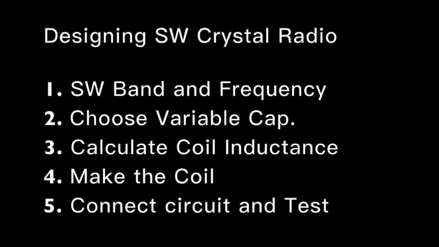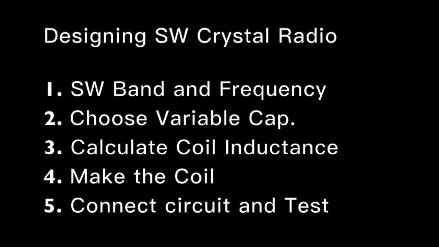First, we need to define which shortwave band you're going to receive in your country or surrounding. Then we'll need to choose the right variable capacitor. We'll be using what we have chosen last time for the AM radio. And then we'll need to calculate the coil. This coil is a special coil that's less than 1 turn, using copper pipes with 16 millimeter diameter. Then we'll make the coil.